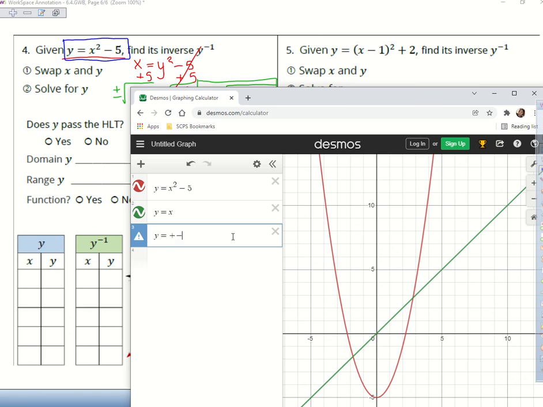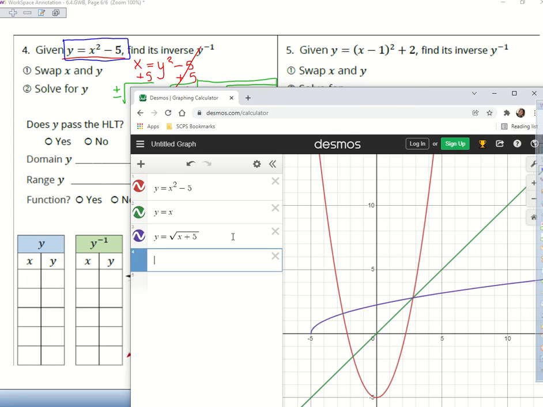But you're going to notice that there is no way to graph a plus or minus in graphing software. So what you actually have to do is graph the square root of x plus 5, the positive version, and also the negative version. Does everyone see that, how I had to graph it in 2 pieces? Does everyone see why both those pieces are important?